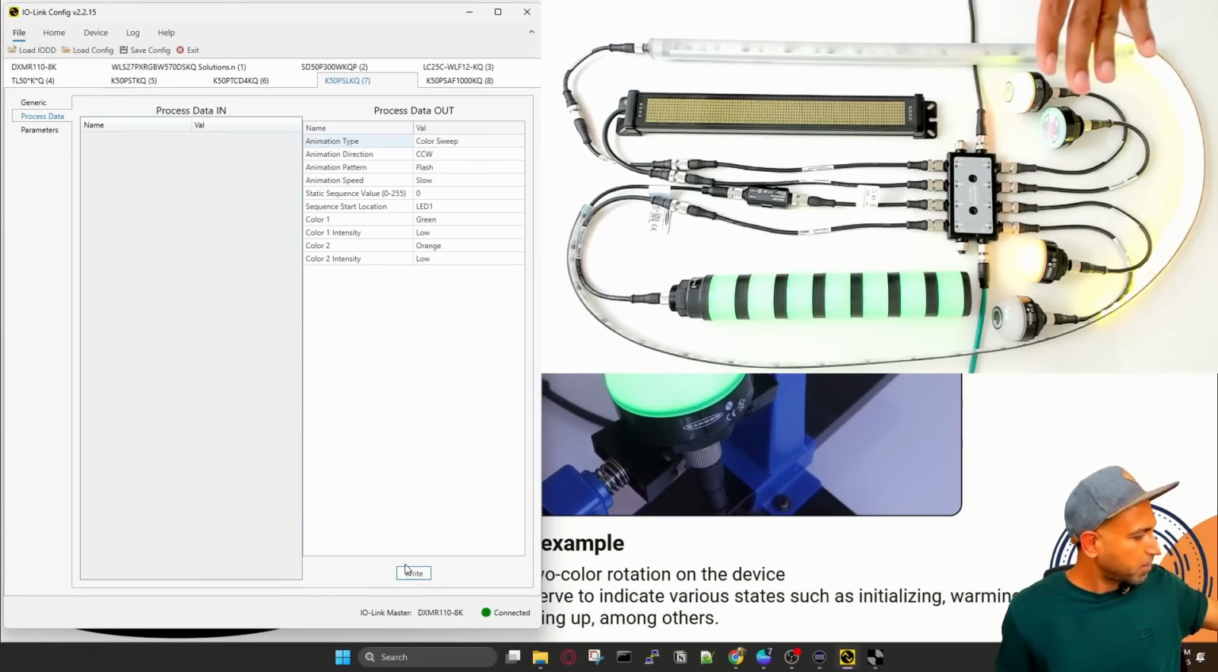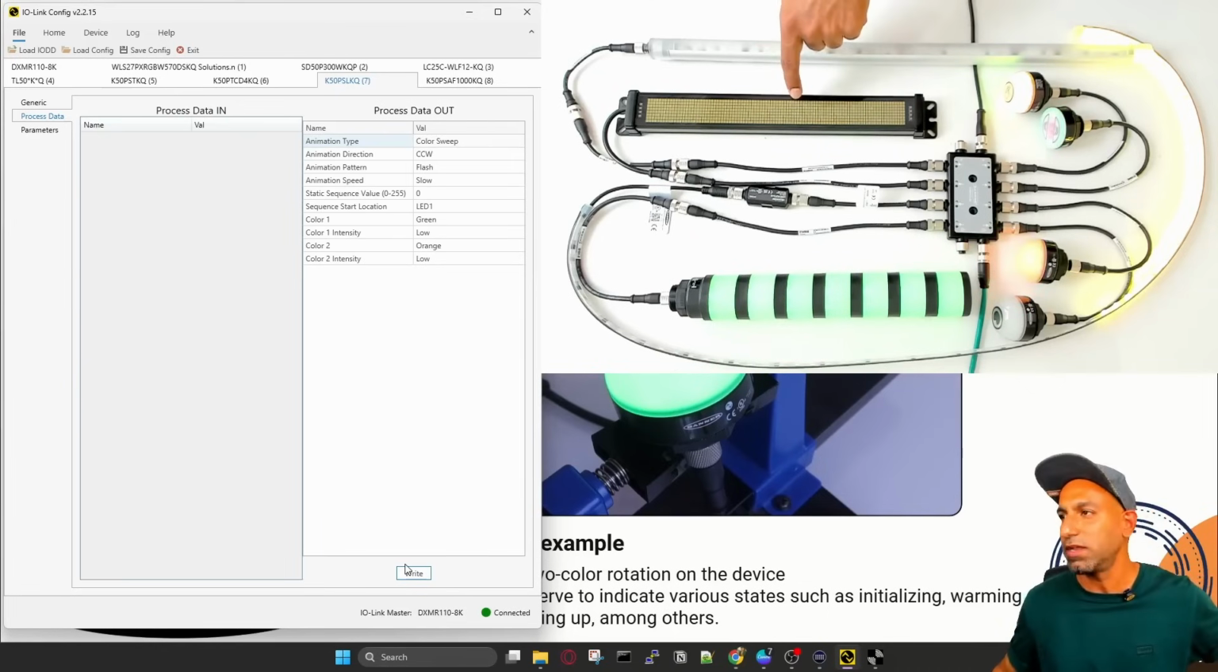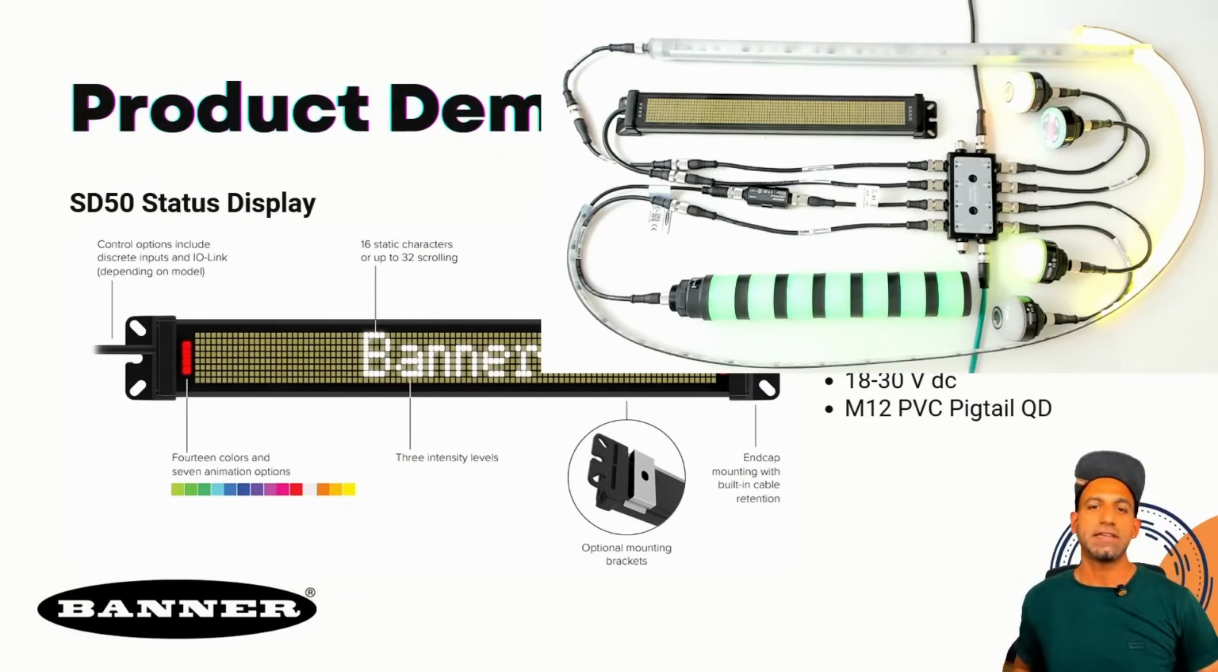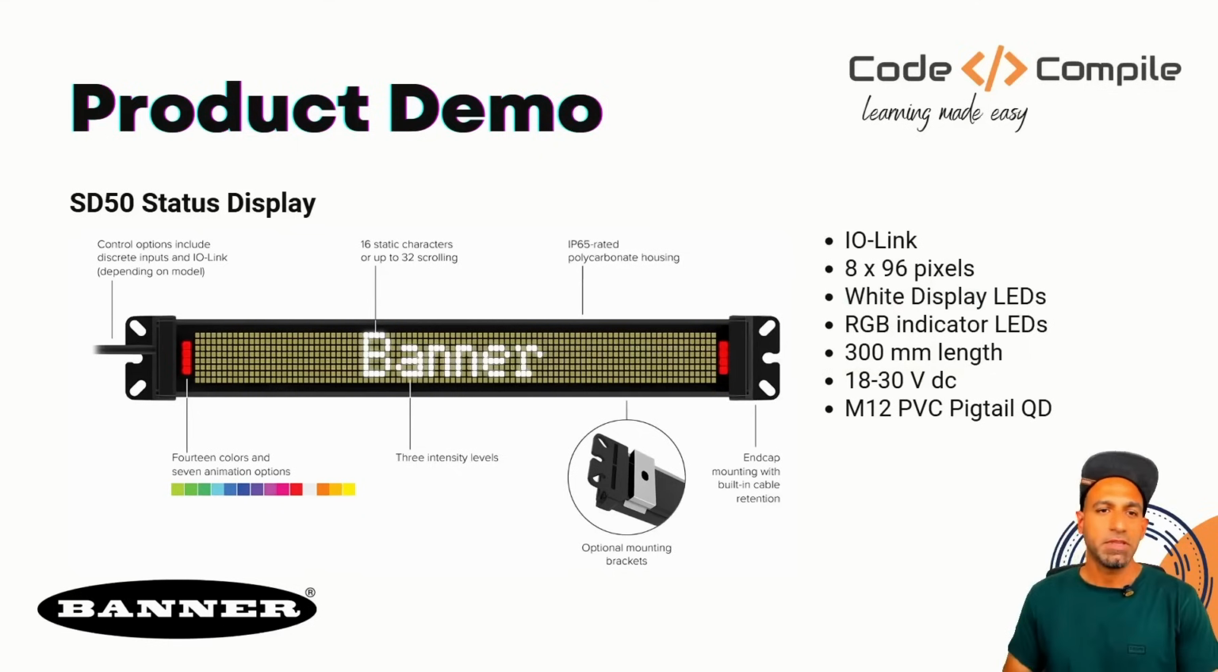Now, coming up to our last device, the main one. This is the display device. This is SD50 status display. This device can be used to display a message. This message can be any message that the machine wants to tell you. It can be a warning status. It can be the process status. It can be the step of operation. It can be the user information.